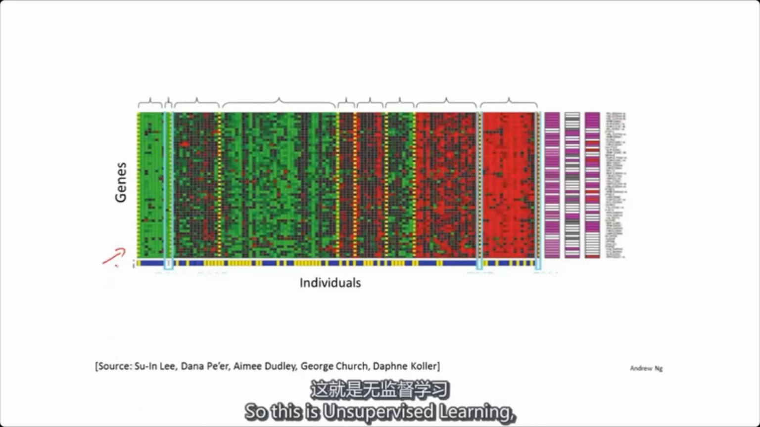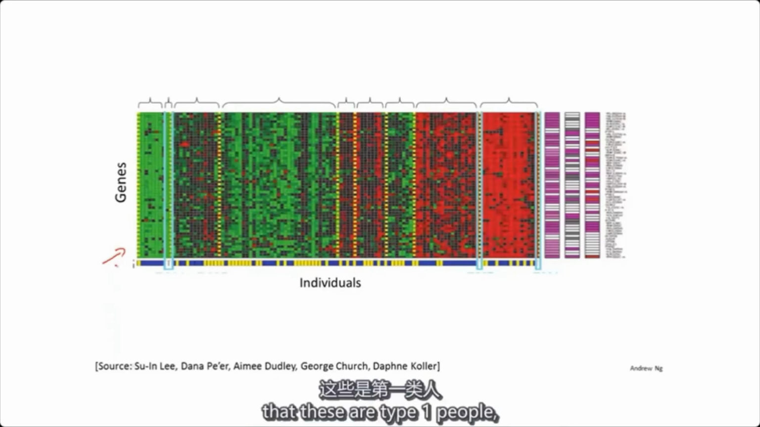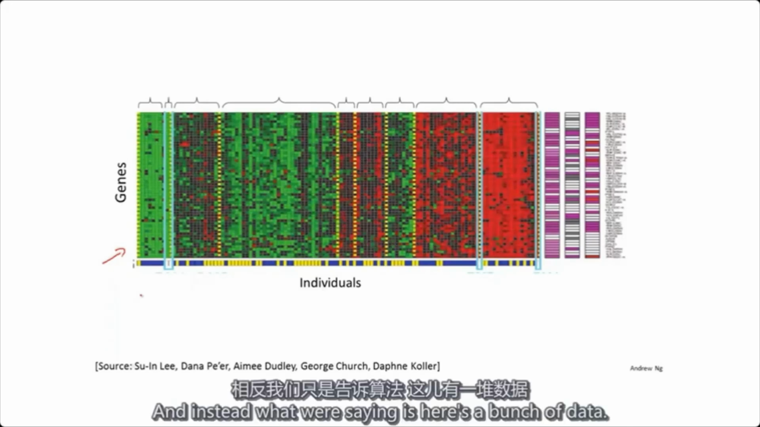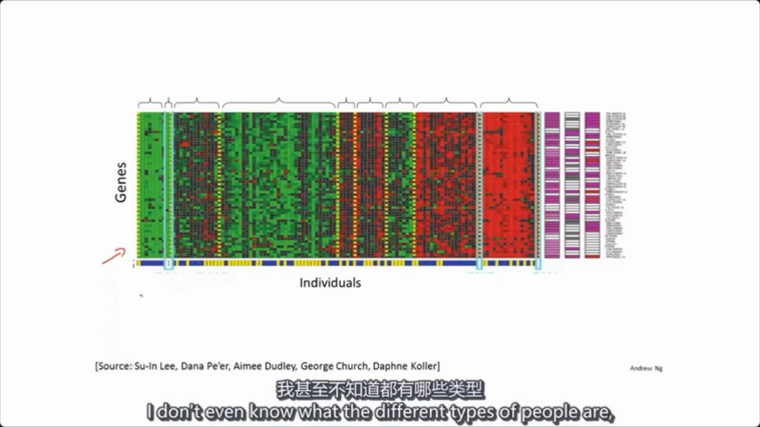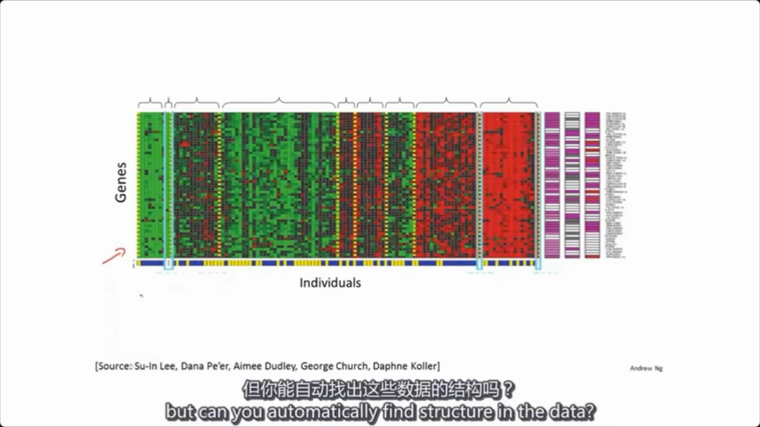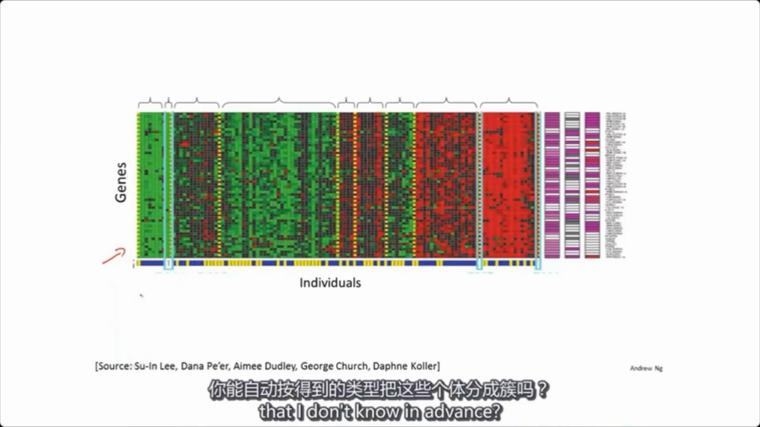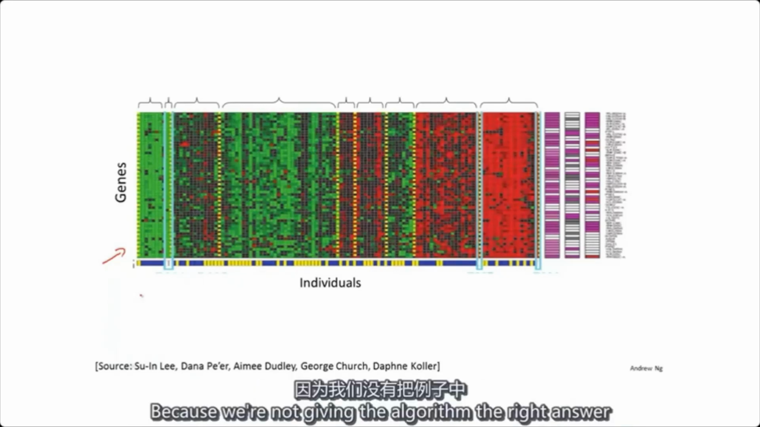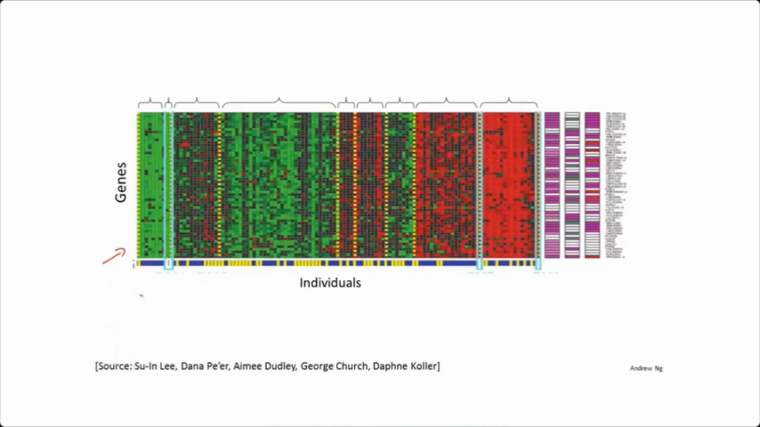So this is unsupervised learning because we're not telling the algorithm in advance that these are type 1 people, those are type 2 persons, those are type 3 persons, and so on. Instead, what we're saying is, here's a bunch of data. I don't know what's in this data. I don't know who's in what type. I don't even know what the different types of people are. But can you automatically find structure in the data for me? Can you automatically cluster the individuals into these types that I don't know in advance? Because we're not giving the algorithm the right answer for the examples in my data set, this is unsupervised learning.